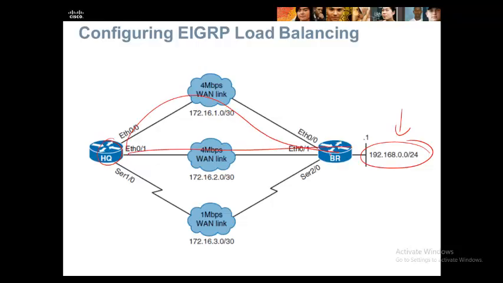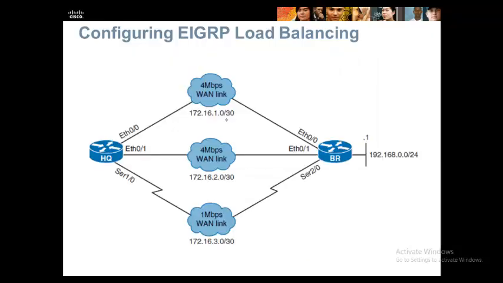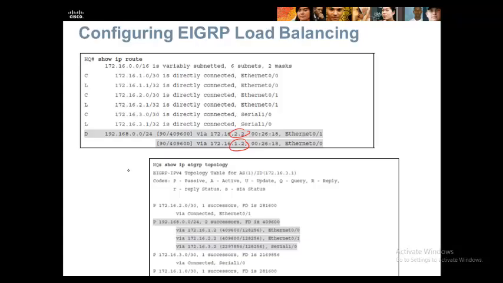So it has got multiple paths to reach this destination. You see, that's what it shows. You have path via router 2.2 and 1.2. This is 1.2 gateway. This is 2.2 gateway. Headquarters have got 2 paths to this destination because of the same FD value.